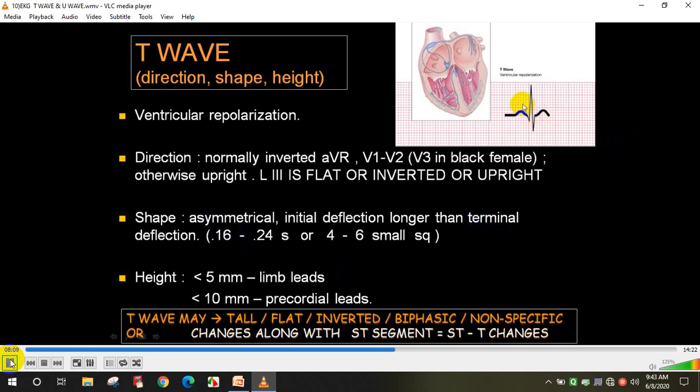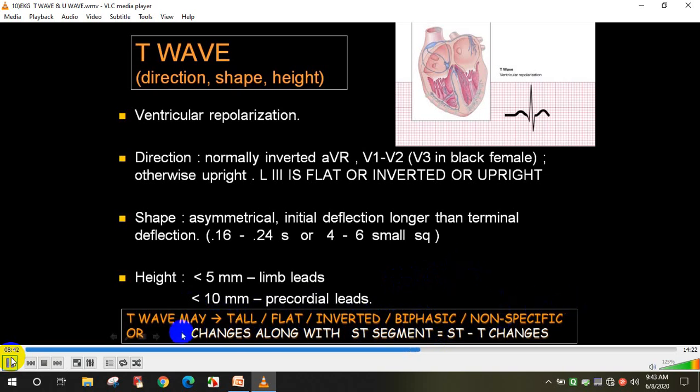And height is always less than half of R. So height of T wave in limb leads is less than 5 millimeter. In chest leads, it is more than 10 millimeter. So again repeating, T wave may be tall, may be flat, may be inverted, may be biphasic. All these are abnormal. And all these suggest ischemic heart disease or maybe non-ischemic heart disease. In a tall T wave, it can be hyperkalemia.